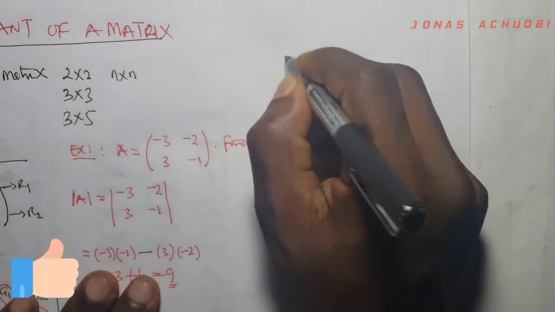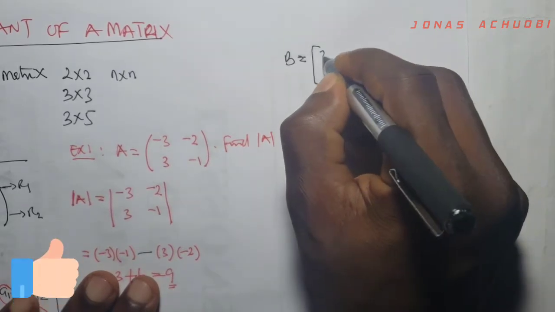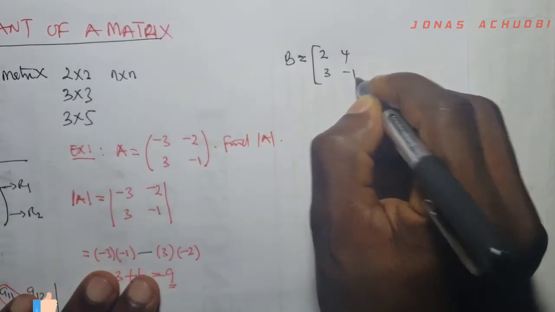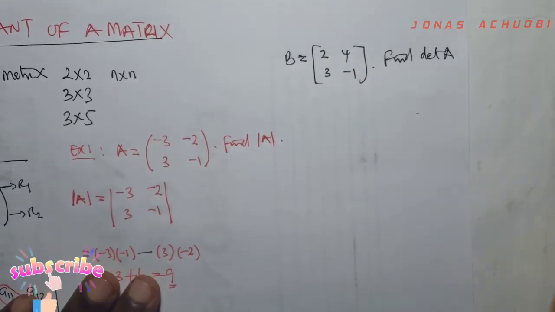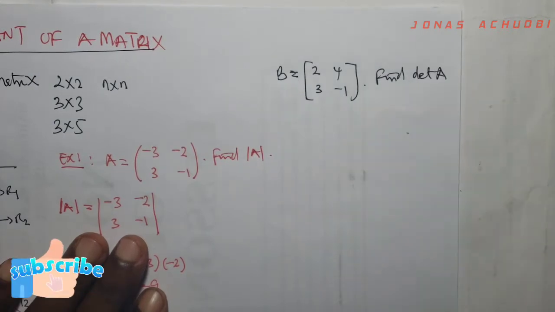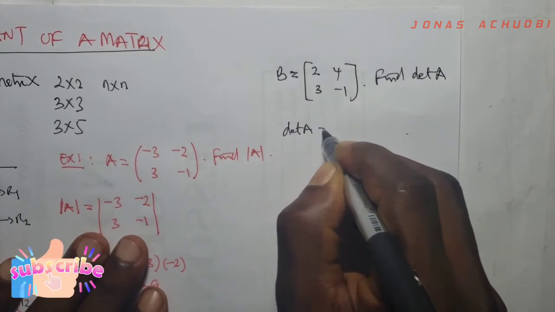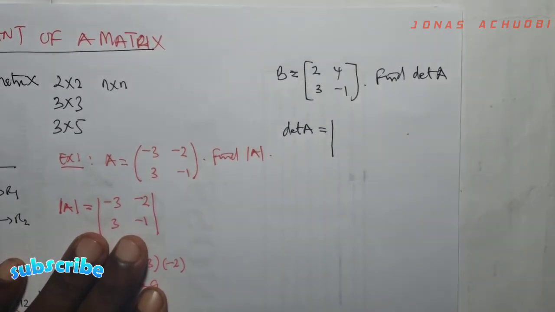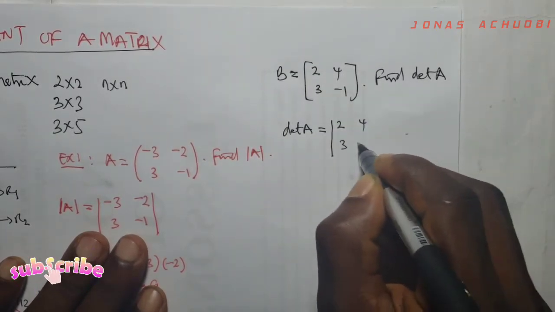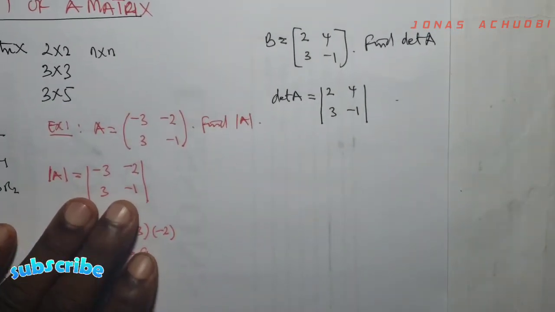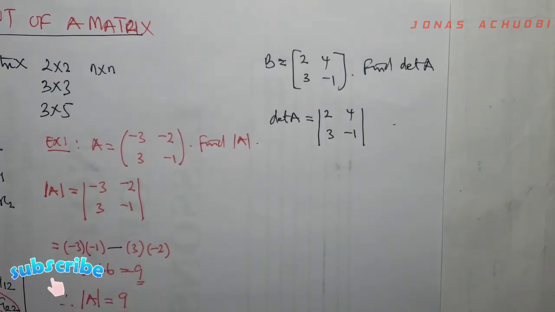Let's take one more. So let's say matrix B has the entries 2, 4, 3, and negative 1. Okay, so we want to find DET of matrix A. What does that mean? The determinant of matrix A. Okay, now we know what to do. So DET of matrix A is equal to, we place the entries of matrix A within 2 straight bars. So this is 2, 4, 3, and negative 1. We multiply the entries of the diagonal and subtract the entries of the off diagonal, right?